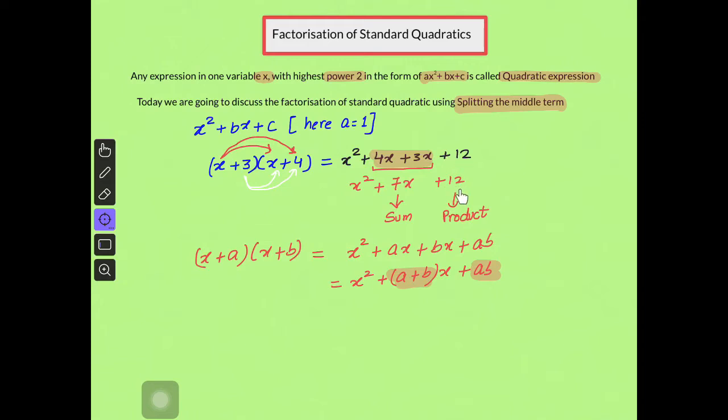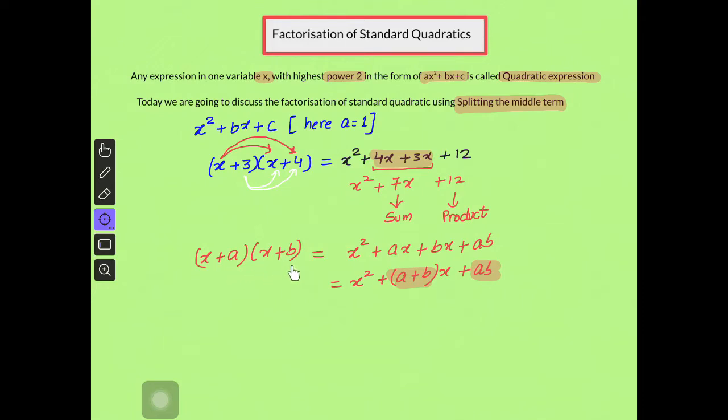So they form a trinomial. There are three terms: x squared, 7x and 12. Whenever you multiply two factors like this, you get a trinomial, which is quadratic in this case. So guys, look at the 7x. 7x is coming from the sum of 4 and 3. So 4 plus 3 is 7, and the 12 is coming from 4 times 3, which is called the product. I'm writing it as product, and 7x as sum. So it's the middle term, 7x. That's why splitting the middle term will help us to factorize this form of quadratics.